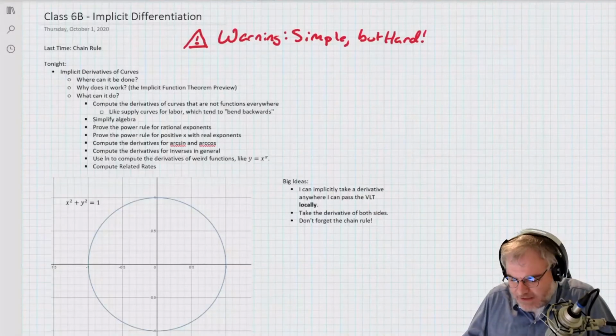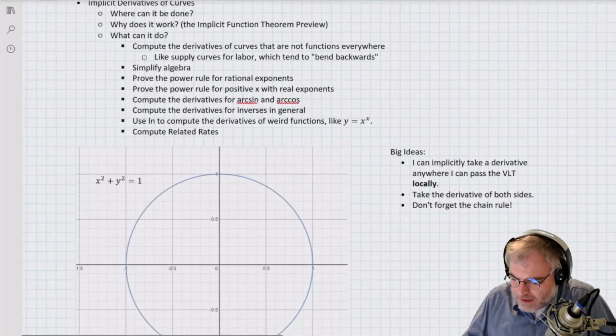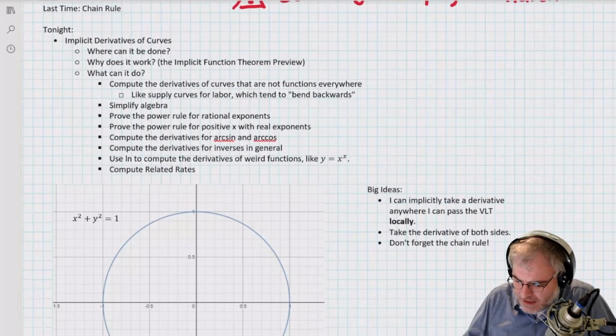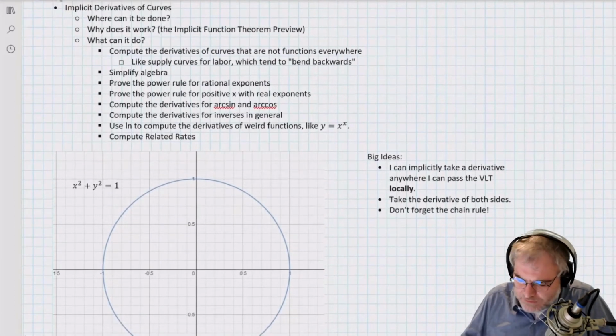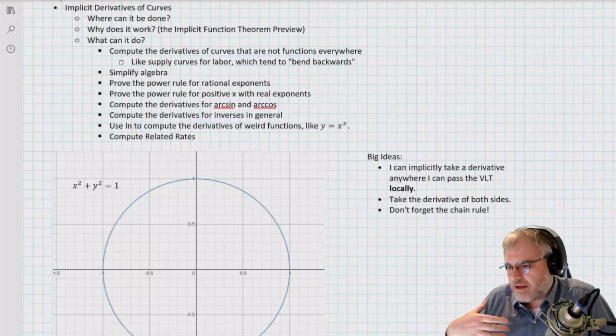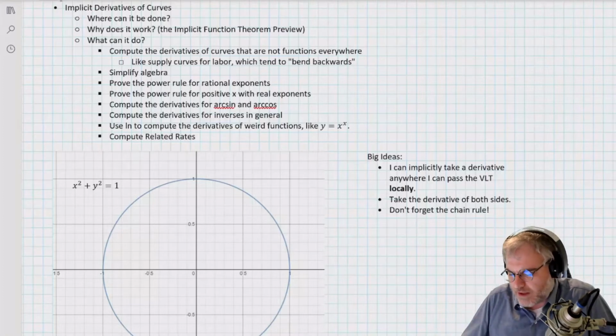So last time we talked about the chain rule, and implicit differentiation is basically an application of the chain rule. And the thing that everybody does first is the circle. Tonight what we're going to be talking about is, where can I do implicit differentiation? Why does it work? And what can it do? Look at this list. It does a lot, and a lot of these things on this list are very important.